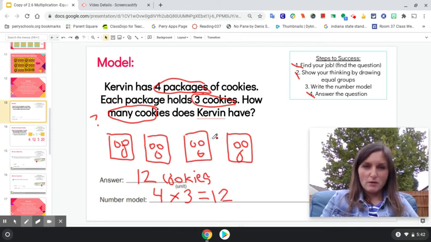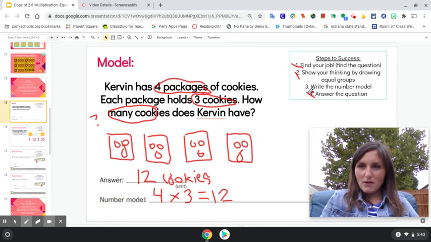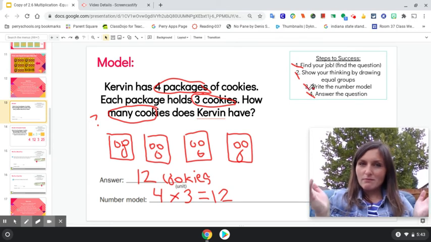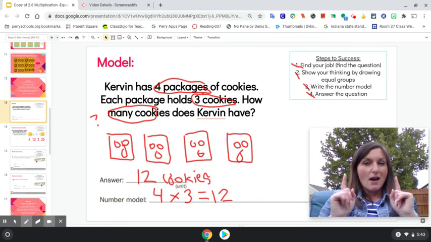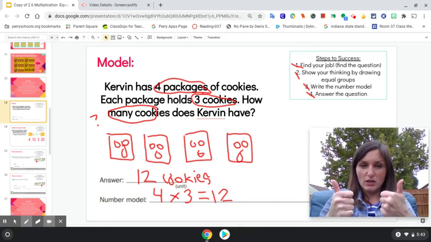So I have 4, 1, 2, 3, 4 times the 3 in each. So 4 times 3, right, equals 12. I saw 3 four times, right? That's what this means. All right, so I wrote the number model. So I'm done. But there's actually a part 2 to this model. So I have answered this, right? And this is a great strategy.